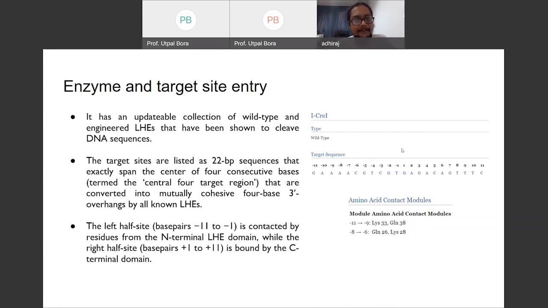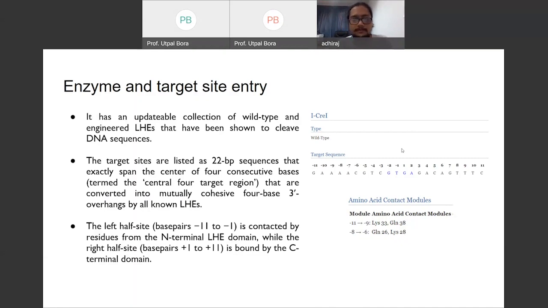The left hand side, -11 to -1, is contacted by residues from the N terminal end, while the right hand side, 1 to 11, is bound by the C terminal. This is quite basic. Everyone understands this? Are there any questions? Any doubts till now?